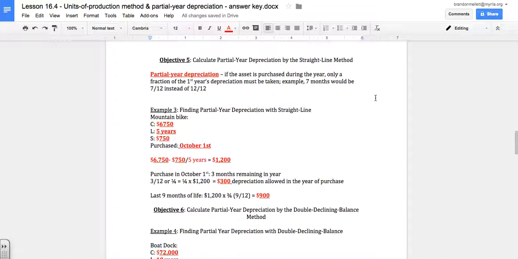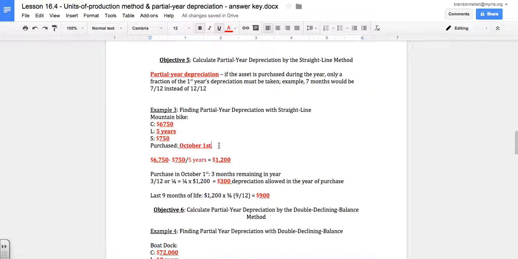For these examples here, we're using something called partial year depreciation. We're going to be using the straight line method, the double declining, and the sum of the units. So let's jump into example 3. In this example, we have a mountain bike of $6,750. We have a life of 5 years and a salvage value of $750.